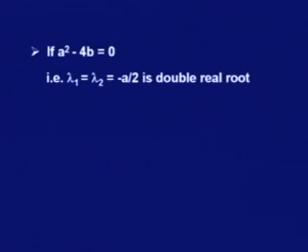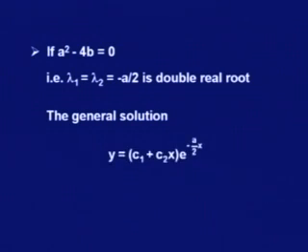In this case, the two solutions we get are e to the power minus a by 2 x and x times e to the power minus a by 2 x. In short, the general solution will be of the form (C1 plus C2 x) times e to the power minus a by 2 x, where a is of course the coefficient of y dash in the given differential equation.